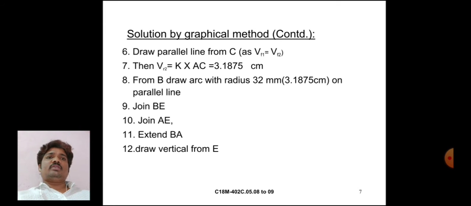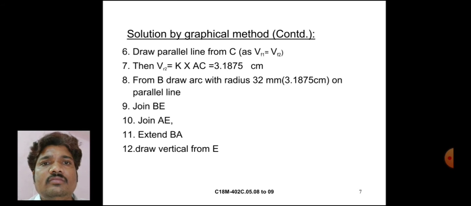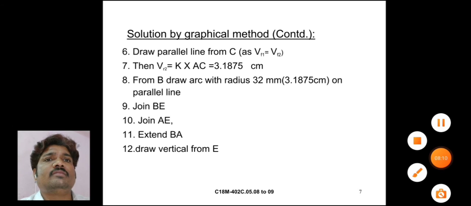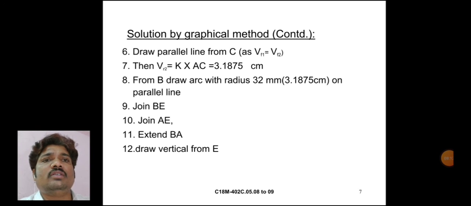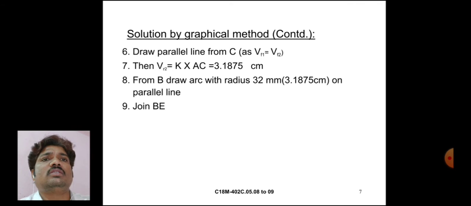In this graphical method, draw a parallel line from C, as Vf1 is equal to Vf2. Then Vr2 is equal to K into AC, 3.1875 centimeters. From B, draw an arc with radius 32 mm, 3.1875 centimeters, on the parallel line. Join BE. Join AE. Extend BA. Draw a vertical from E. This figure.